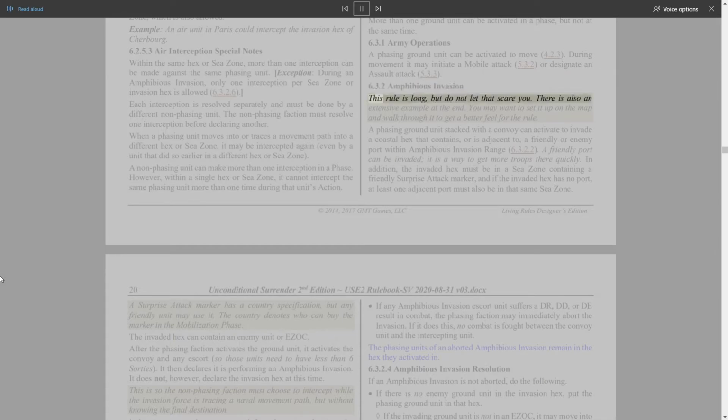6.3.2 Amphibious Invasion. This rule is long, but do not let that scare you. There is also an extensive example at the end. You may want to set it up on the map, and walk through it to get a better feel for the rule.